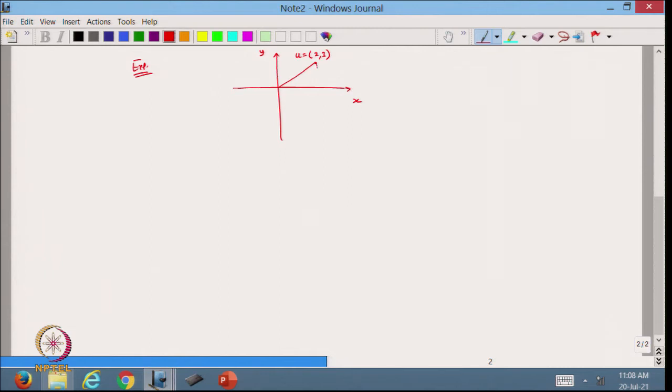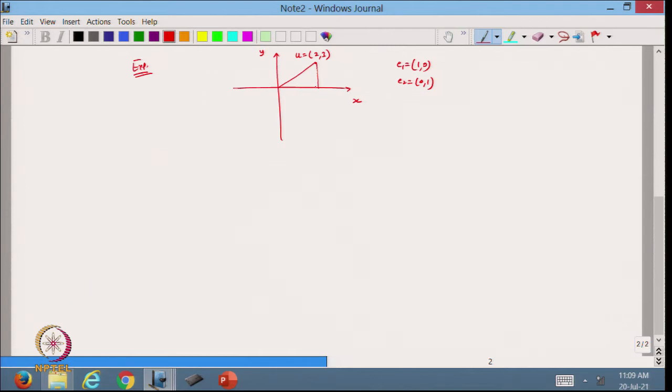Now, I just take the projection of this u on the x axis. I know that the vector I am taking in this direction is a standard vector, so we call it E1. I know that E1 is the unit vector (1, 0) and E2 is (0, 1). These are the standard bases in R2 that we already know.